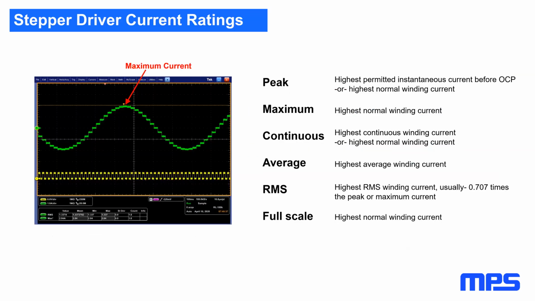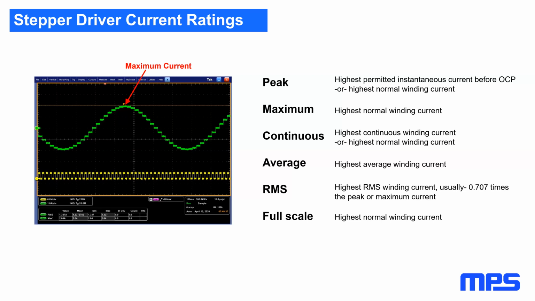There's no consistent way of specifying the datasheet current rating of a stepper motor driver. You might see the terms peak, continuous, average, RMS, or full scale, or no description at all, just current. And the meaning of these terms is often different between different vendors. This is made a little more complicated when you also consider what step mode is used.